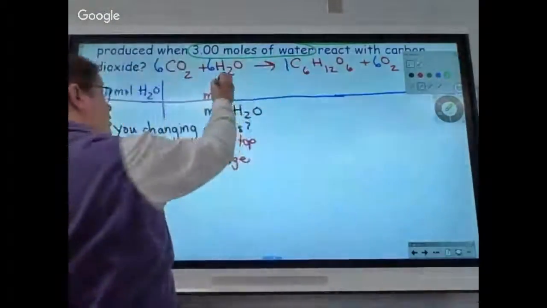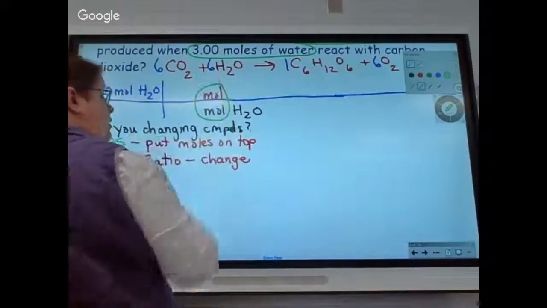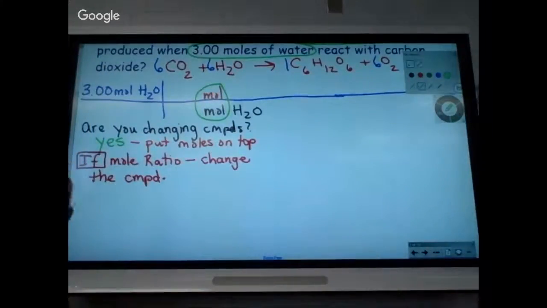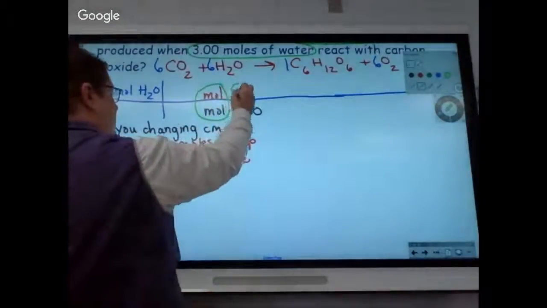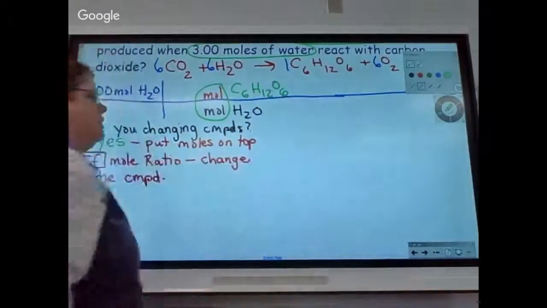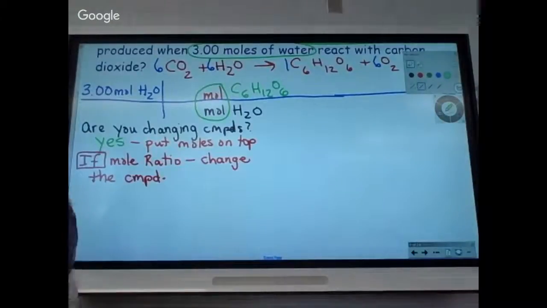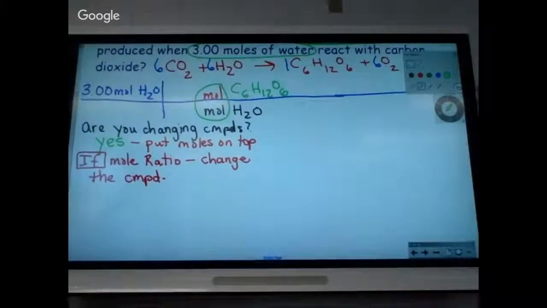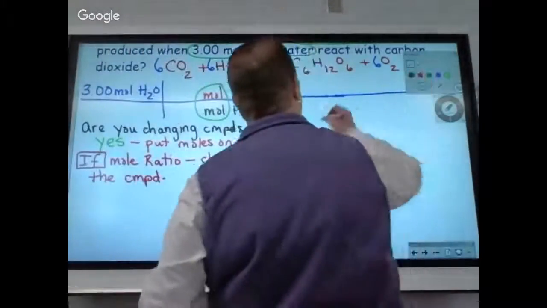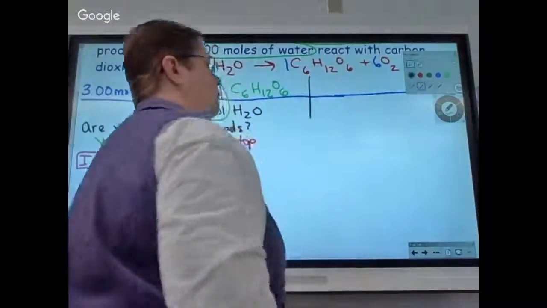Yes. This is our mole ratio right here. Moles over moles. So we're going to go ahead and change it to what we need. What is it we need? Glucose. So we're going to change this to C6H12O6. This is what you did last night for homework. Okay? Now, is this what they asked me for in the question? No. So we're going to draw another section. Why are you doing that in blue?